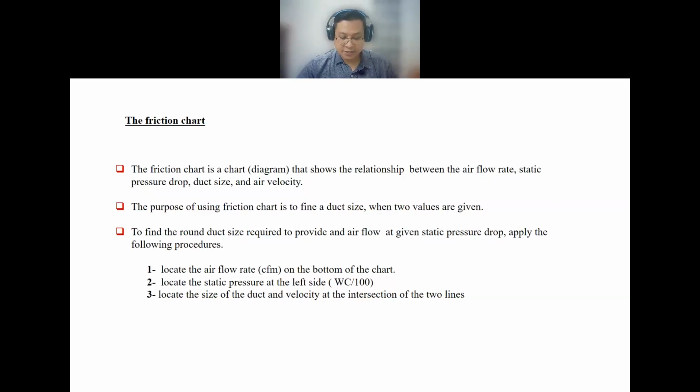Let's go. We try to continue to complete this lecture class. Okay, now we go to the friction charts. The friction chart is a chart diagram that shows the relationship between the airflow rate, static pressure drop, duct size, and air velocity. So we get the information from the friction chart on how to design the duct system, and it will guide us to the proper size to avoid unwanted high head loss. That's why they developed a friction chart based on their research.